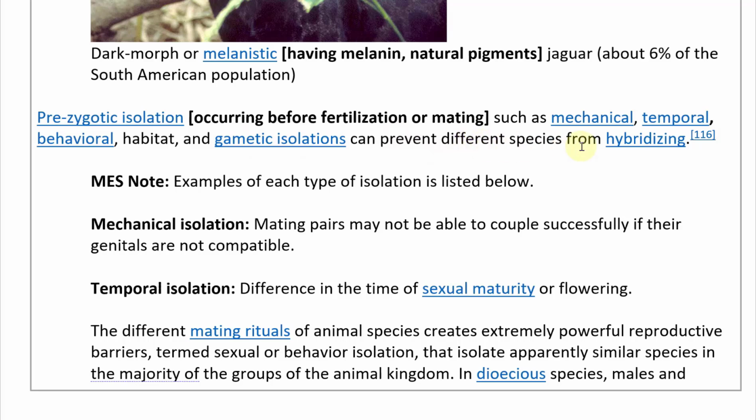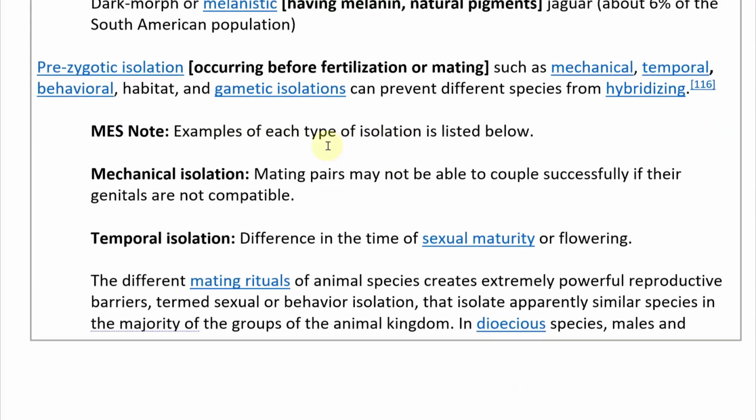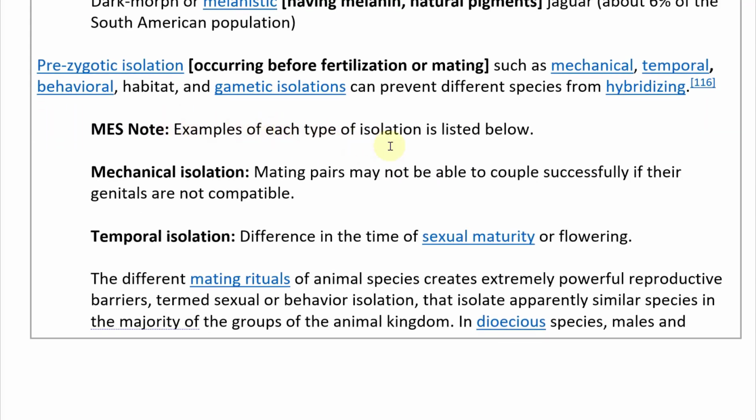Isolations can prevent different species from hybridizing. So these are mechanisms to prevent hybridization, hence you're going to have distinct species. Just note that examples of each type of isolation are listed below. Mechanical isolation, right here, is again before fertilization. Mating pairs may not be able to couple successfully if their genitals are not compatible. So that's mechanical isolation.